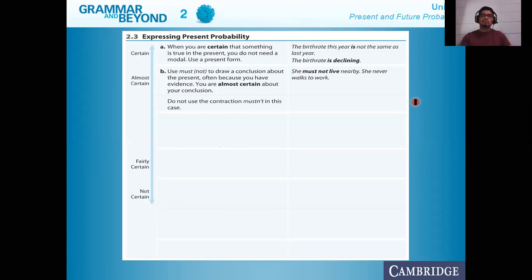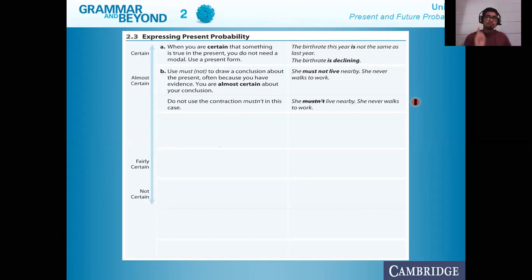So do not use the contraction mustn't in this case, okay? I want you to be clear with this, that mustn't can't be used in these kinds of situations. Because she mustn't live nearby, no. For that reason, we're going to use another modal verb, and that's why we have that exception.